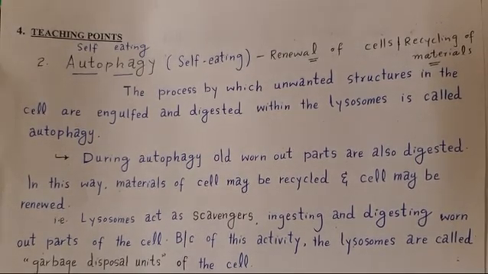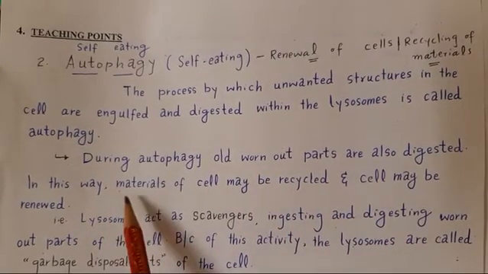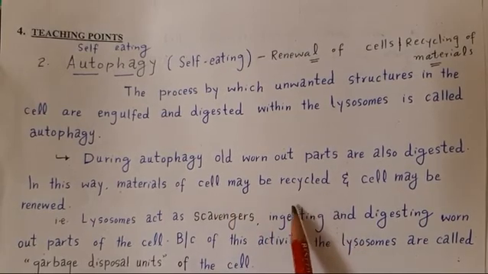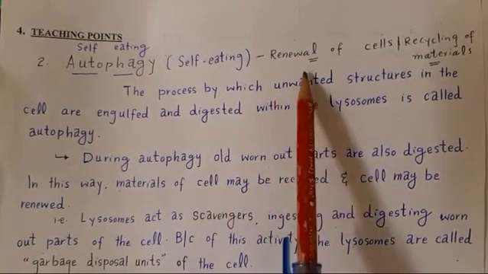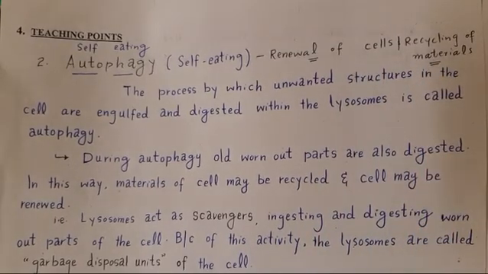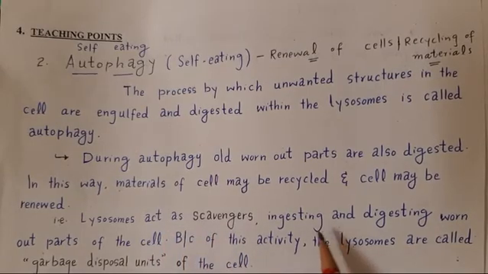During autophagy, old, worn-out parts are also digested. In this way, materials of the cell may be recycled and cell may be renewed. So this function is also known as renewal of cells or recycling of materials. That is, lysosomes act as scavengers, ingesting and digesting worn-out parts of the cell. Because of this activity, the lysosomes are also called garbage disposal units of the cell.